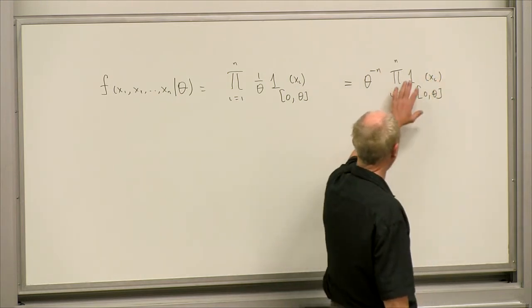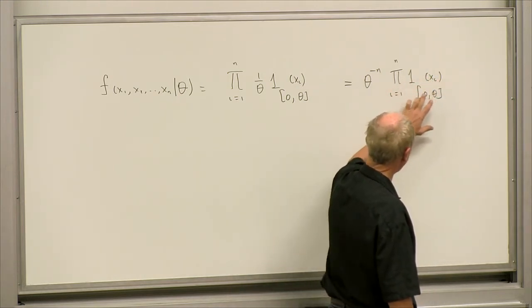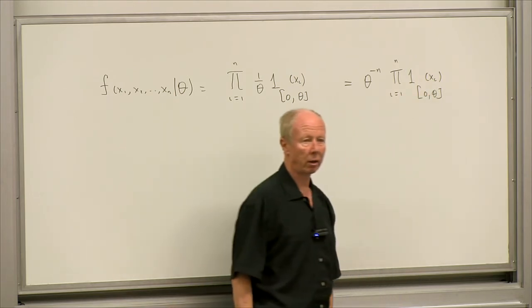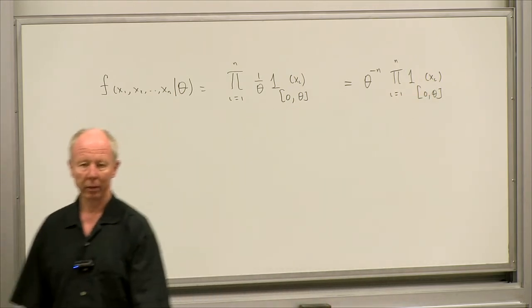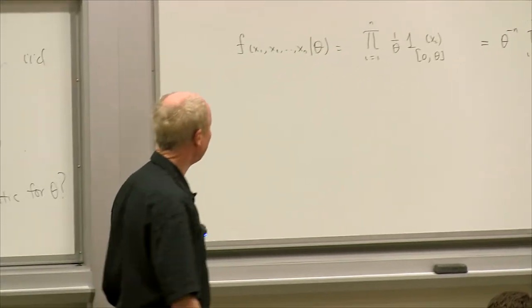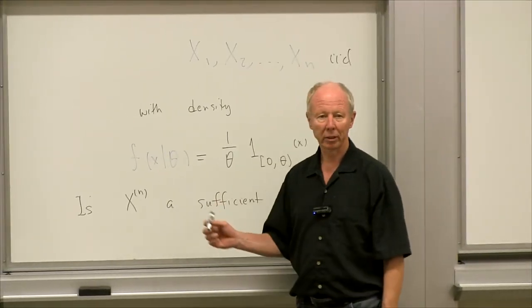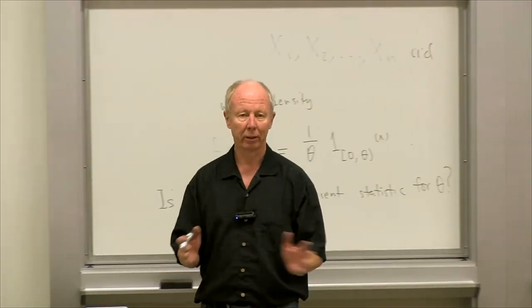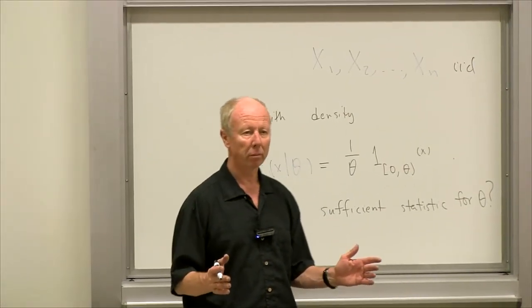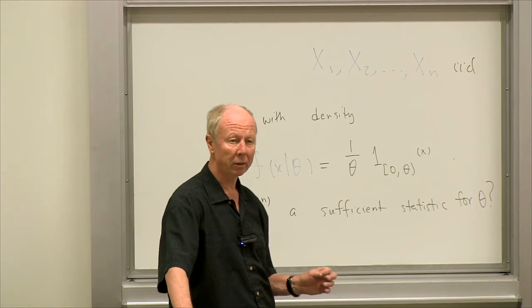This is 1 if xi is between these two numbers, and it's 0 otherwise, right? Why is it theta to the negative 1 again? Okay, well, it's uniform on the interval from 0 to theta. Do you remember what the density was on the interval for the uniform random variable?